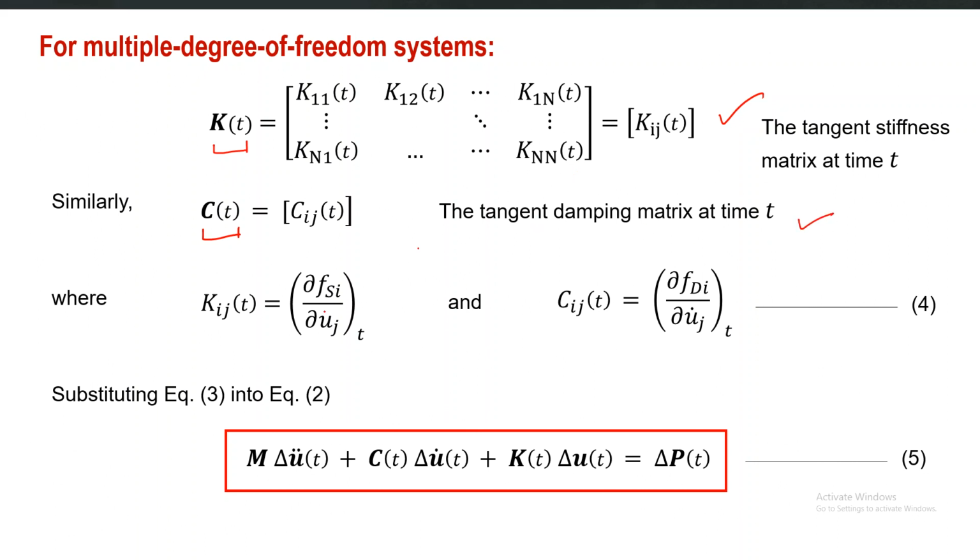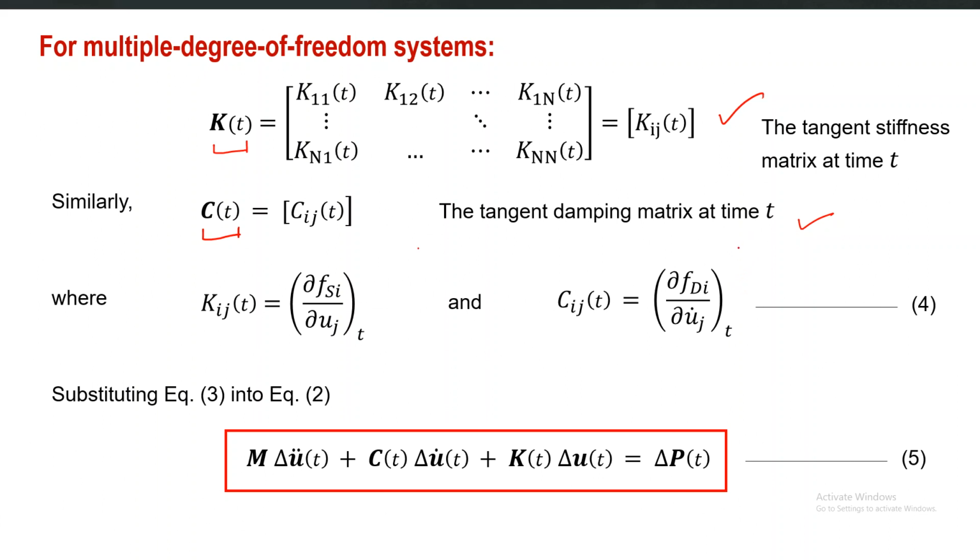We can simply take the differential of each term of the elastic restoring force with respect to displacement at any time t to get the tangent stiffness matrix. Similarly, we can also take the differential of the damping force with respect to the velocity at any time t to get the tangent damping matrix.